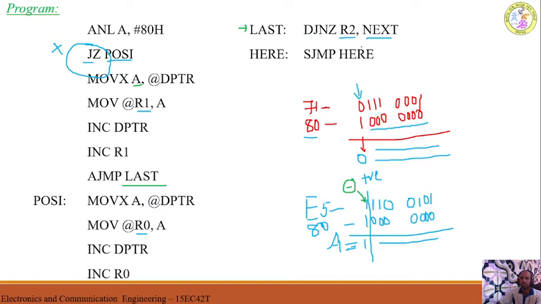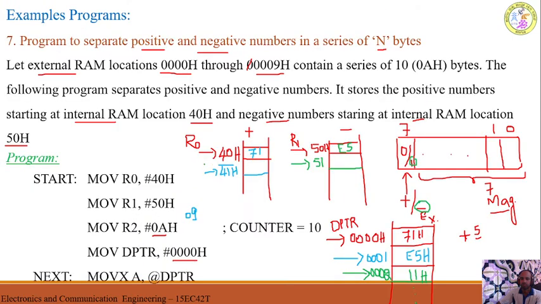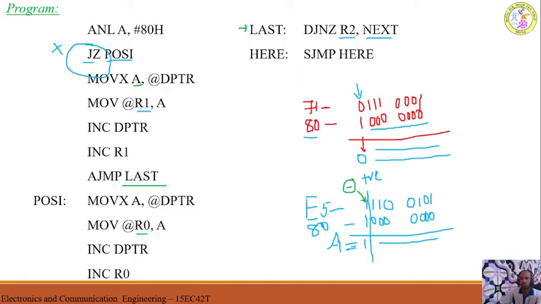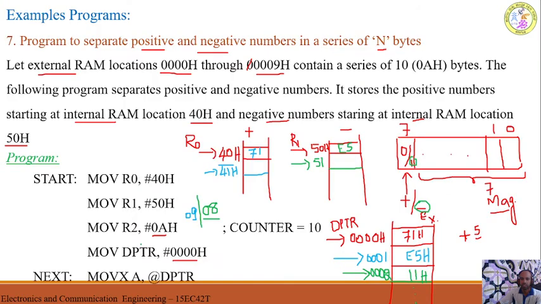Again decrement and jump if not 0. Decrement R2 by 1 time. R2 is 09. Now if you decrement it by 1 time, it becomes 08. Is 08 equal to 0? No. If it is not equal to 0, go to next again. So once again come back here. Once again read the next data, that is 11. So you repeat this process until the value of R2 becomes 0.